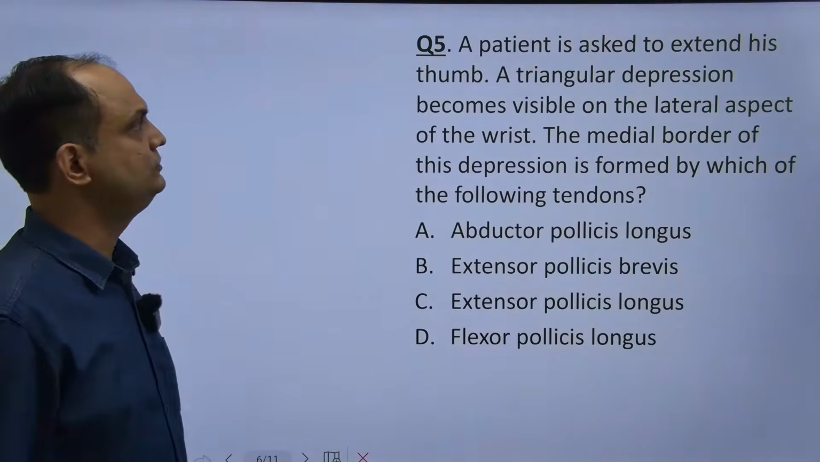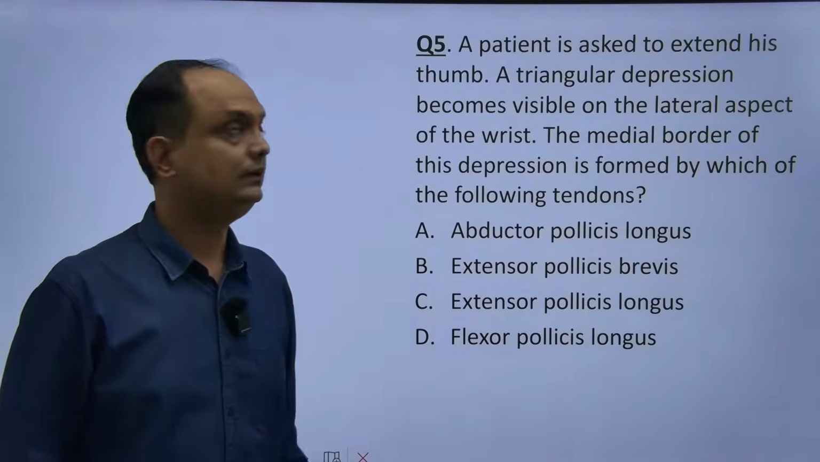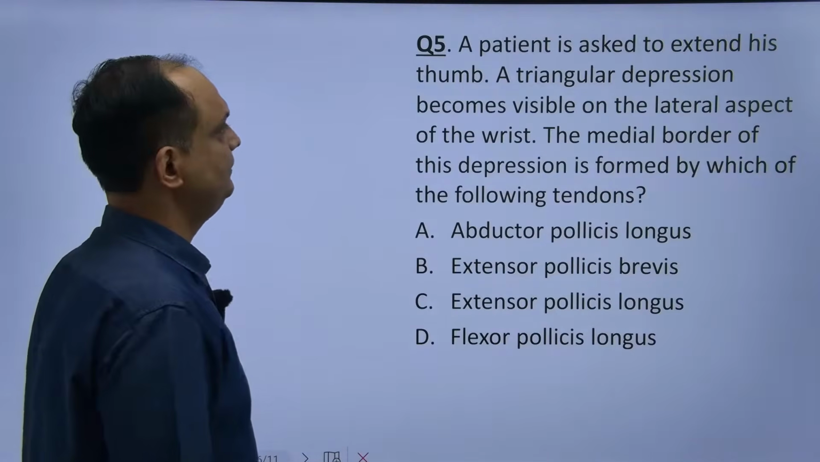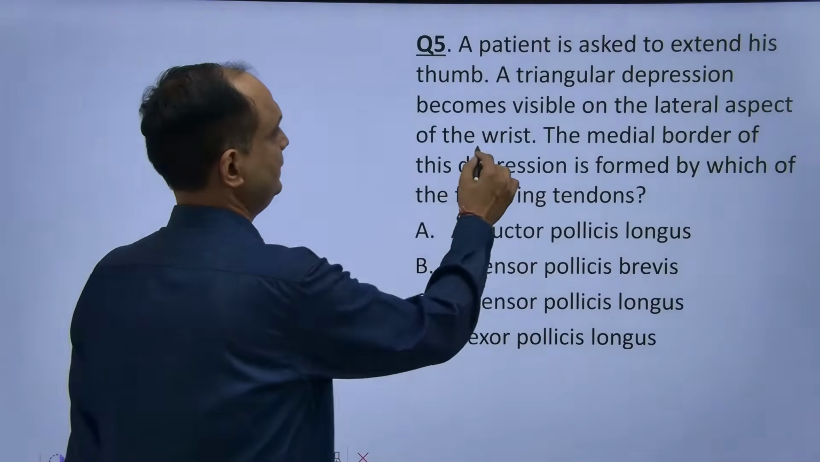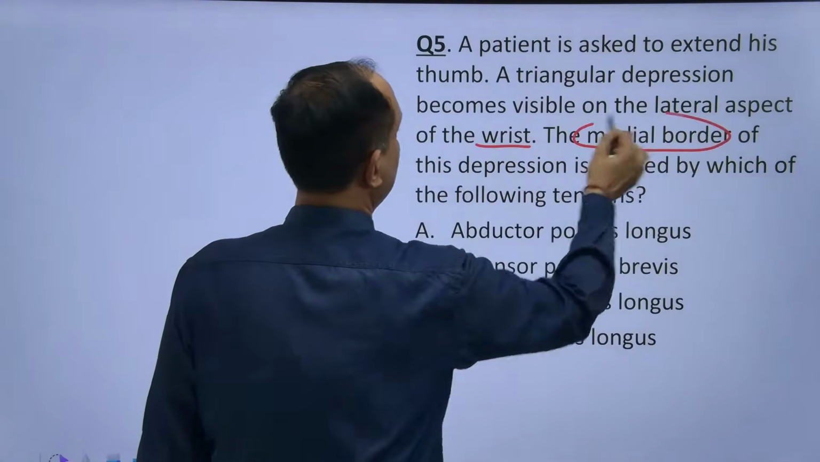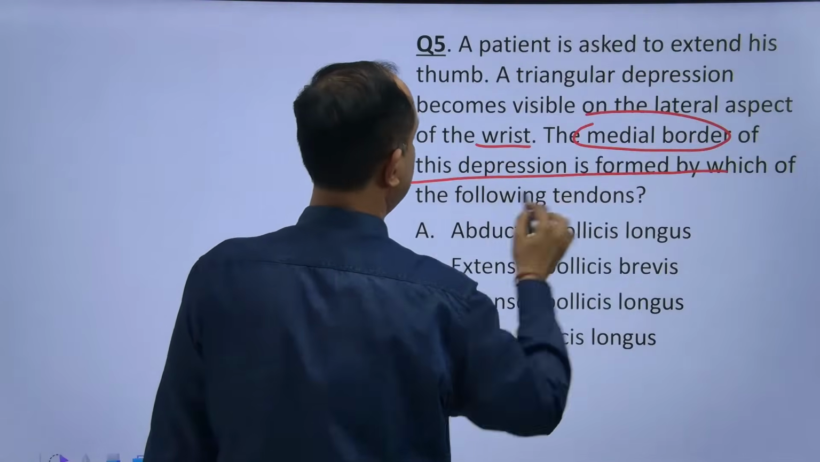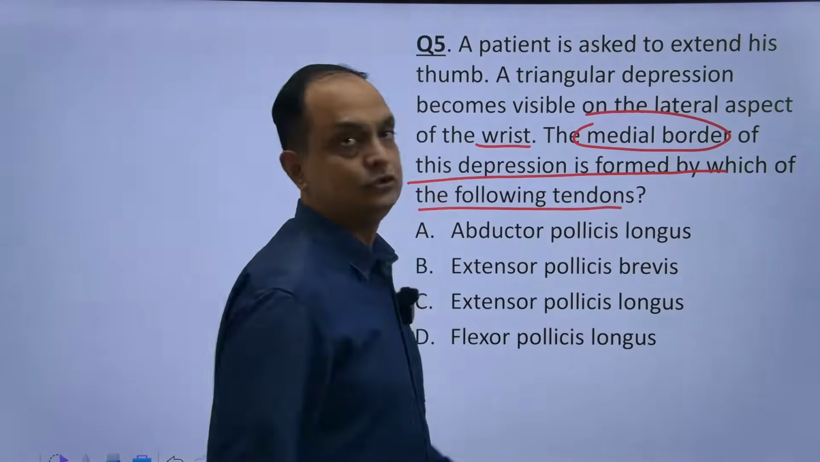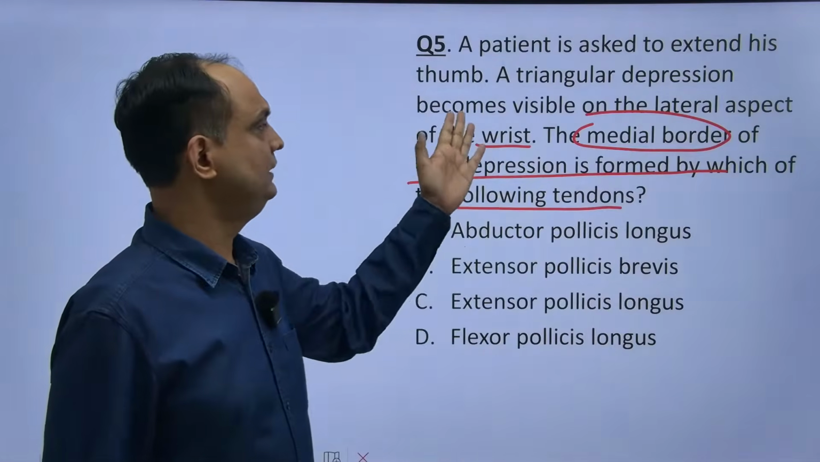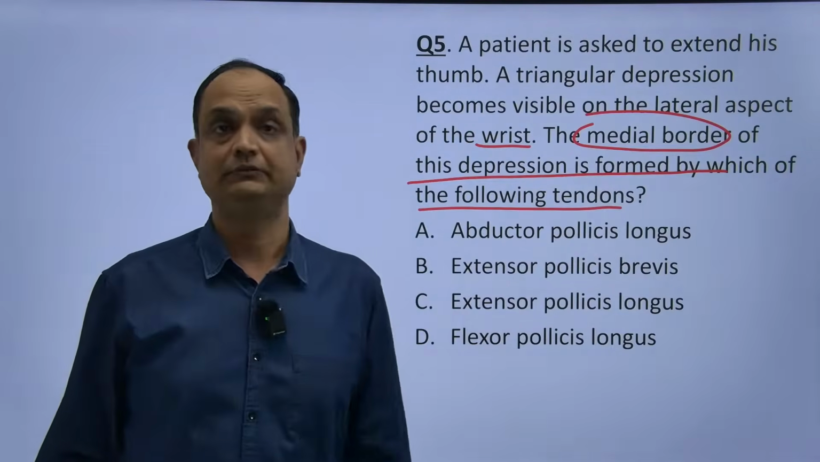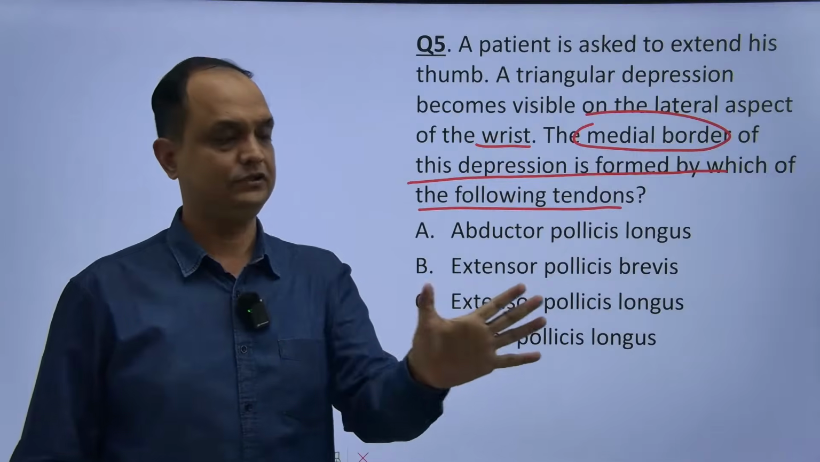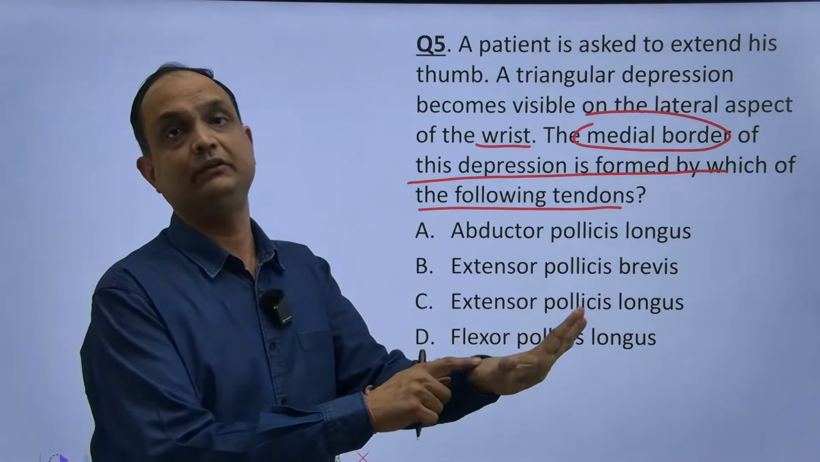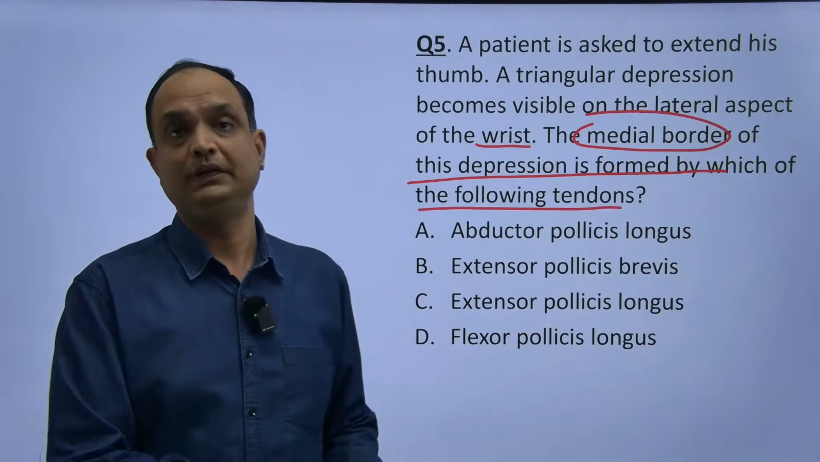A patient is asked to extend his thumb. Clear? Now a triangular depression becomes visible on the lateral aspect of the wrist. The medial border of this depression is formed by which of the following tendons? Whenever you have this question, it is basically about the anatomical snuff box. Because when you extend the thumb, at the base you are able to see a triangular structure, and that is the anatomical snuff box.